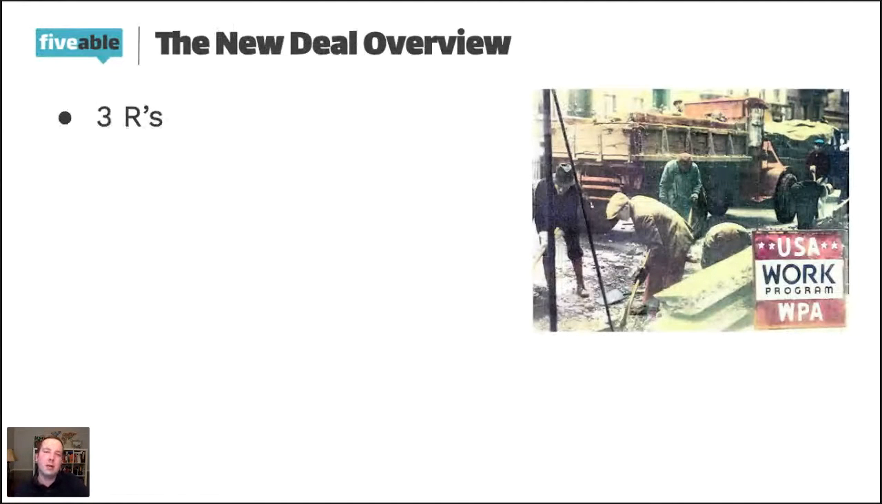Does anyone know the 3 R's of the New Deal? If you do, write them in the chat. One way to talk about it, it's going to be a later bullet point because I put it later in the slide, is the first and the second New Deal. First New Deal is 1933 to 1935 or so, and the second New Deal is 1935 onward. So there's 2 different phases.